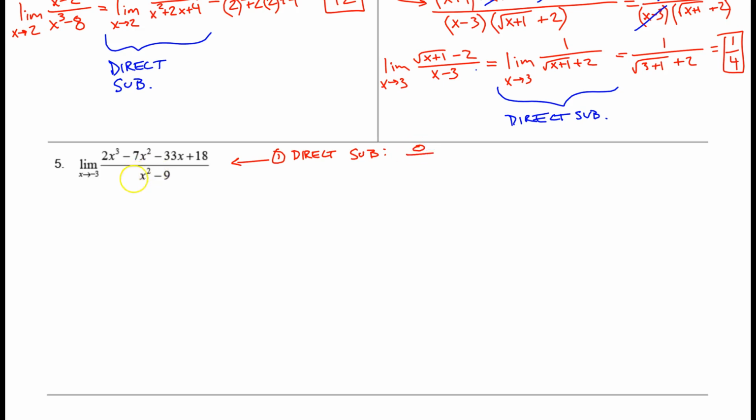How about my denominator? Well, 3 squared minus 9, that's 0 also. So direct substitution gives me 0 divided by 0. Remember, we cannot use that form to evaluate the limit. So we've got to do some other work.